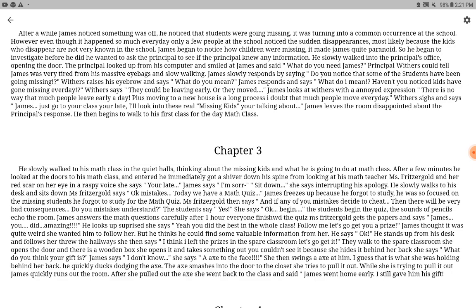He says, "I don't know." She says, "Axe to the face." Then swings an axe at him. I guess that is what she was holding behind her back. He quickly ducks, dodging the axe. The axe smashes into the door to the closet. She tries to pull it out. While she's trying to pull it out, James quickly runs into the room. After she pulled out the axe, she went back to the classroom and said, "James went home early. I still gave him his gift."